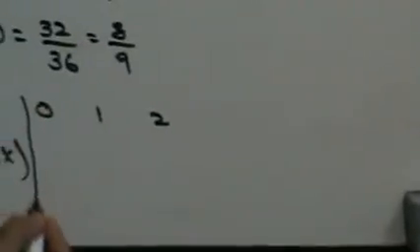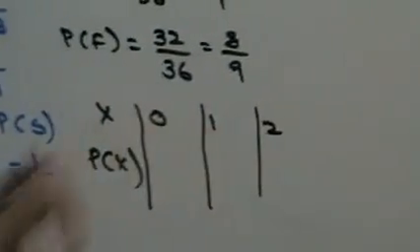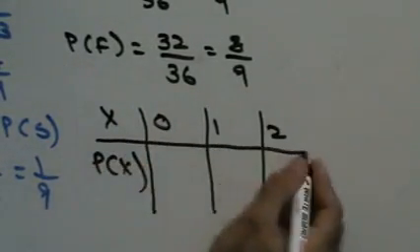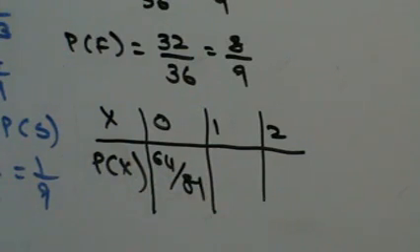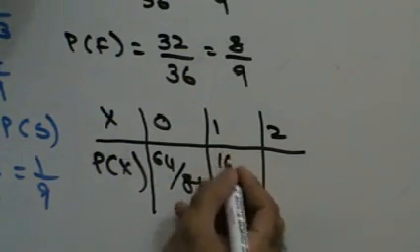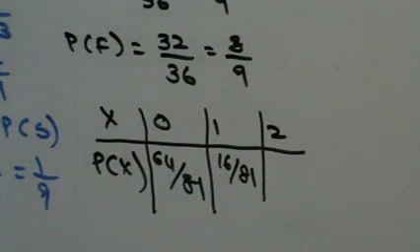will be: probability of zero successes is 64 by 81. Probability of one success is 16 by 81. Probability of two successes is 1 by 81. Right? Next, take on the next one please.